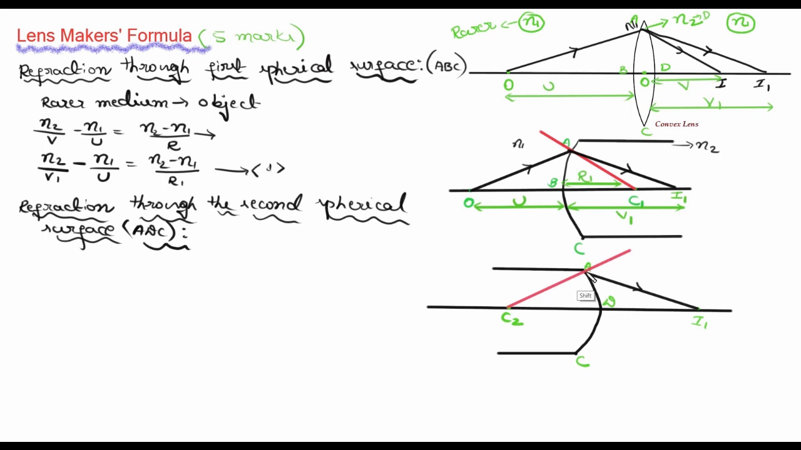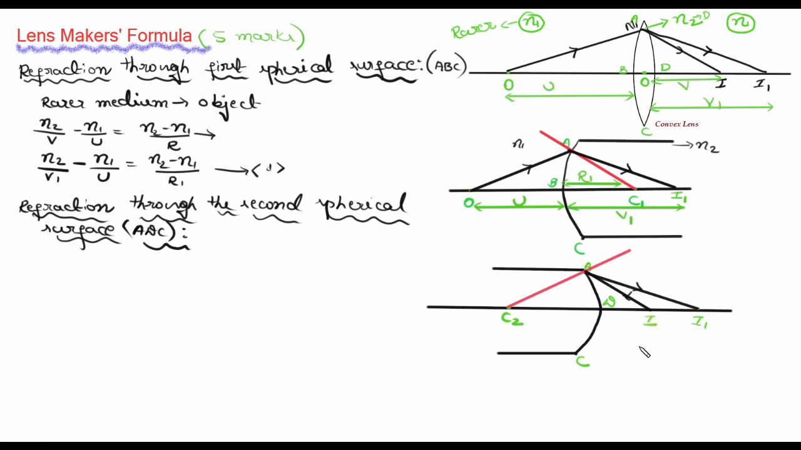So the light is here. You cannot get the image here because this is the ray. It should bend away from the normal like this. Somewhere here you will get the final image, and I will call that image as I.